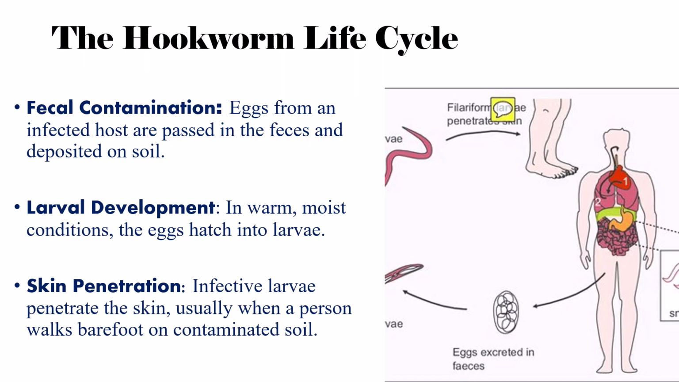Infection begins through fecal contamination. Eggs from an infected host are passed in the feces and deposited in soil. Then larval development starts, in this case in warm, moist conditions. The eggs hatch into the larvae. Then skin penetration follows. Infective larvae penetrate the skin, usually when a person walks barefoot on contaminated soil.